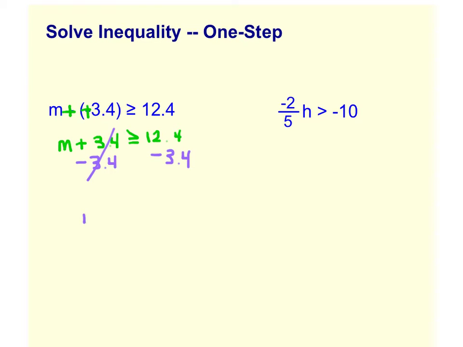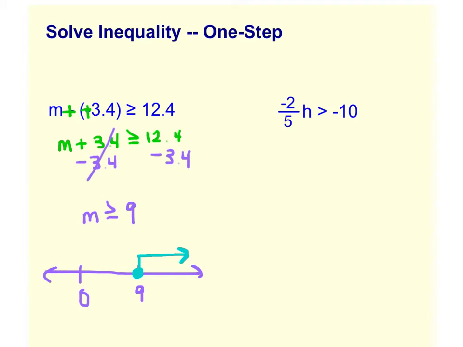That cancels, so m is greater than or equal to 9. And we have m alone, so we have solved. We can go ahead and throw this on a number line. Here's 0, here's 9. Greater than or equal to, this will be a closed circle because of the or equal to. And because m is greater than or equal to 9, we're going to shade to the right because that's where all the numbers greater than 9 are located.